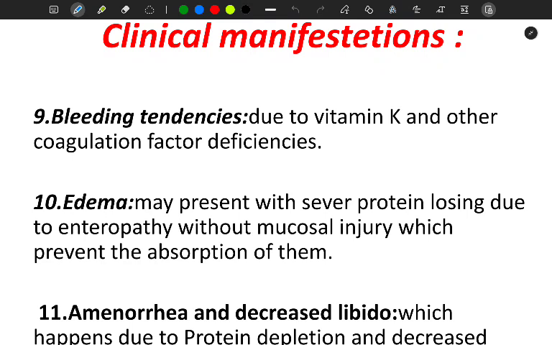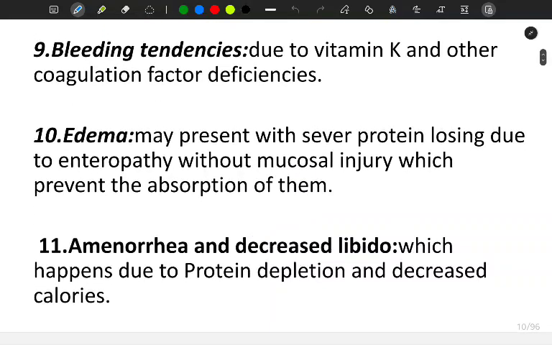Amenorrhea and loss of libido, because we need proteins and lipids in order for the sex hormones, estrogen, testosterone, to be produced and to be released as well. Next.